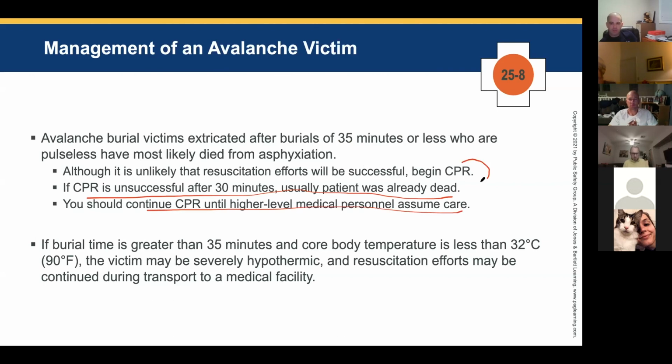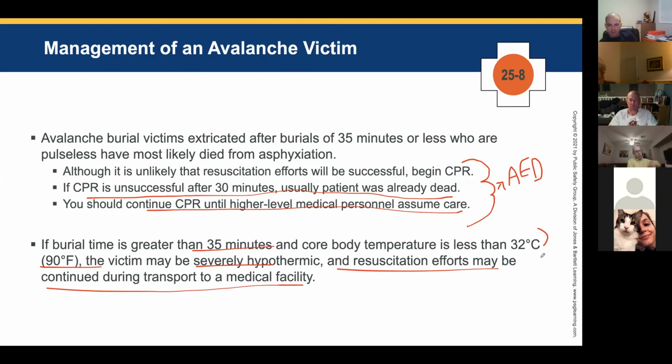Now, what else do we want to call? What else would be important for this individual? What other equipment do we want? AED. Yes, we want to get that AED as quickly as possible. So if burial time is greater than 35 minutes and core body temperature is less than 90 degrees Fahrenheit, the victim may be severely hypothermic, and we want to continue resuscitation efforts until we get to a medical facility.